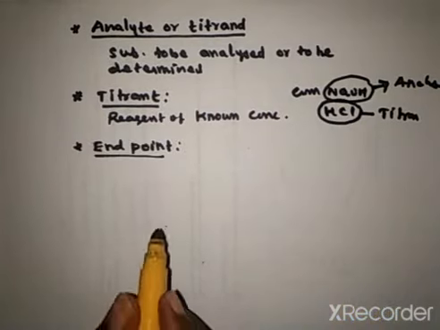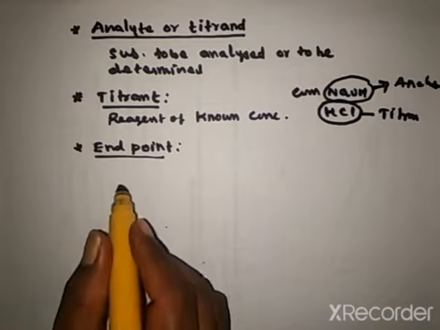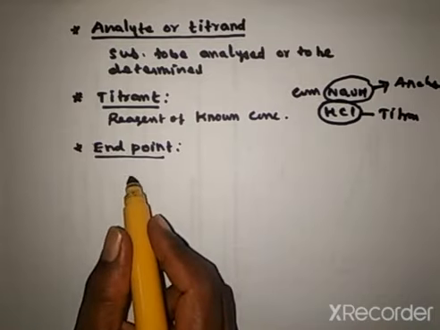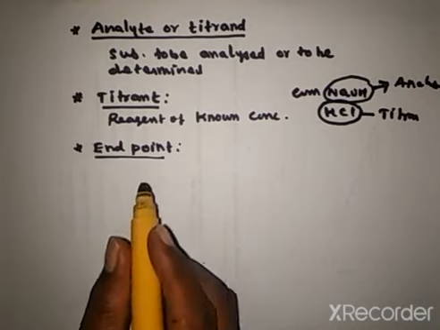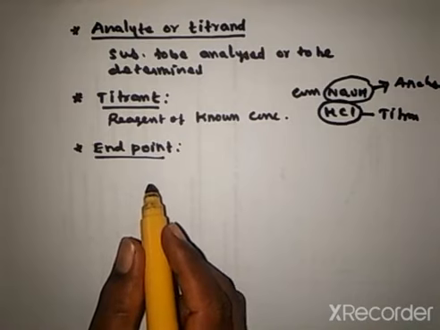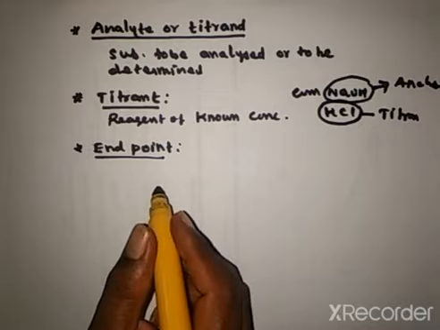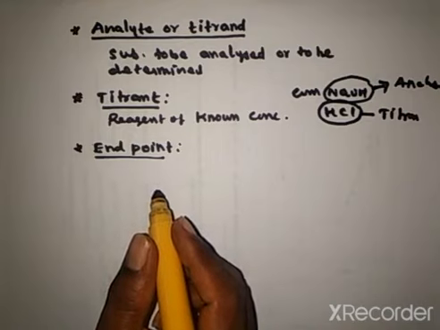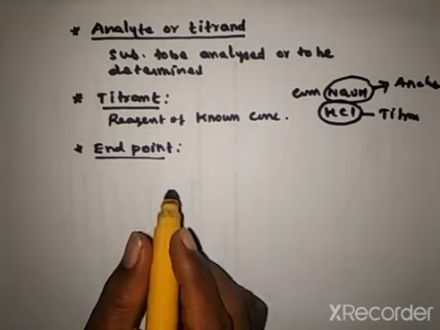The next term is endpoint or equivalence point. It is the point at which the reaction between two solutions is just complete. It is generally represented by a change in color, pH, or conductivity. By using the change in color, change in pH, or change in conductivity, we can find the endpoint in titration.